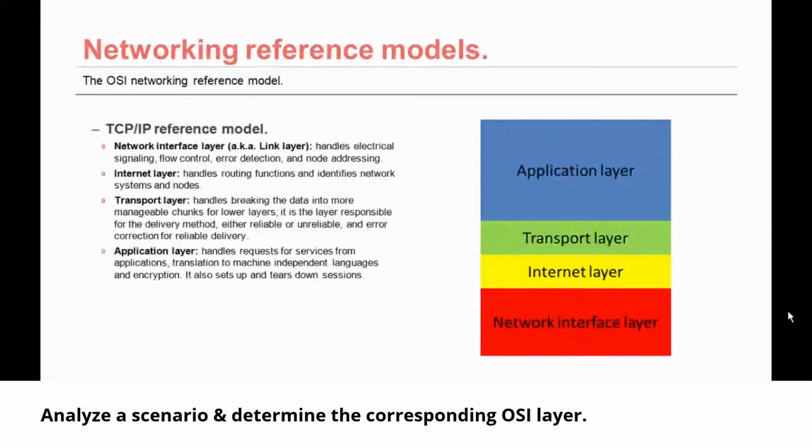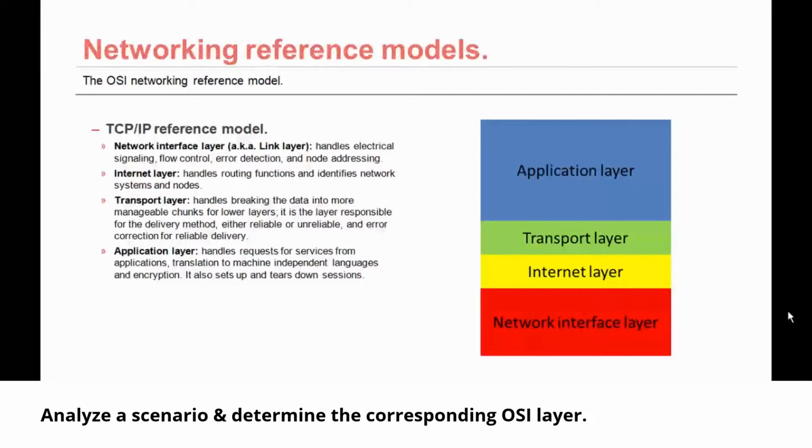Now let's talk about the TCP IP reference model. This is a 4-layer reference model. The lowest layer is the network interface layer, which can also be known as the link layer. It handles electrical signaling, flow control, error detection, and node addressing. Then there's the internet layer. This layer handles routing functions and identifies network systems and nodes on those networks.